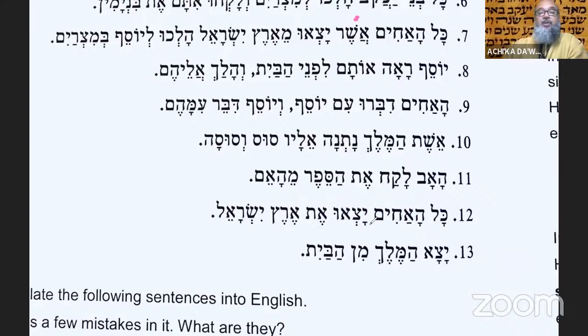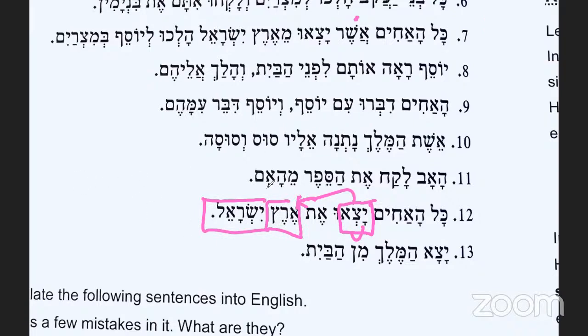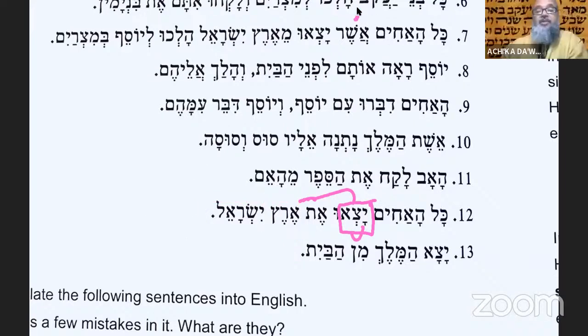If you know your word right here, yatsa, they all went. And they tell you where did they go? Because that's the verb, that's the action. And here's the arrow. They went where? To the Eretz. The Eretz of what? The land of Israel. Israel. Okay, so all the brothers, they went to the land of Israel.